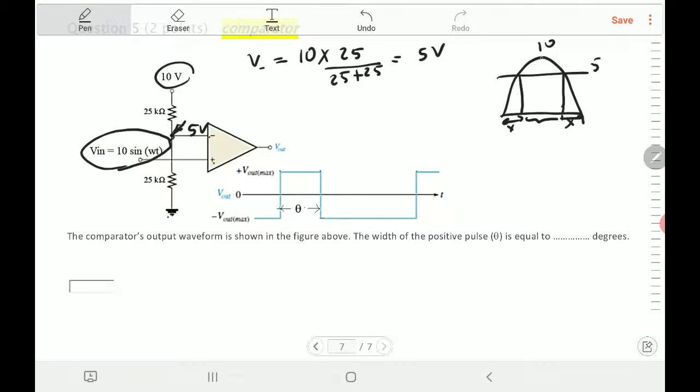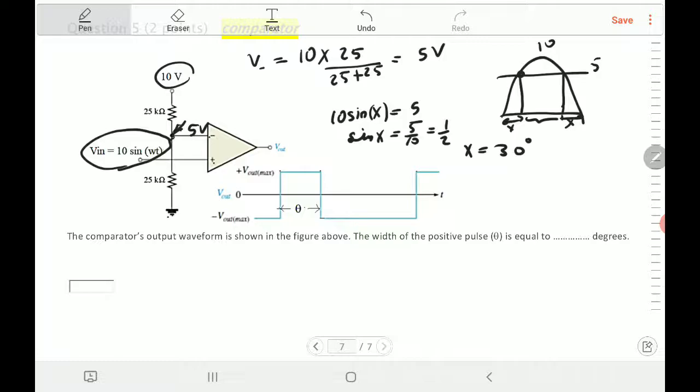You equate 10 sine omega t with 5. So 10 sine omega t, which is now angle x, should be equal to 5 volt at this point. So sine x is equal to 5 over 10, which is equal to half. So what is the angle whose sine is equal to half? That will be 30 degrees, right? All right.